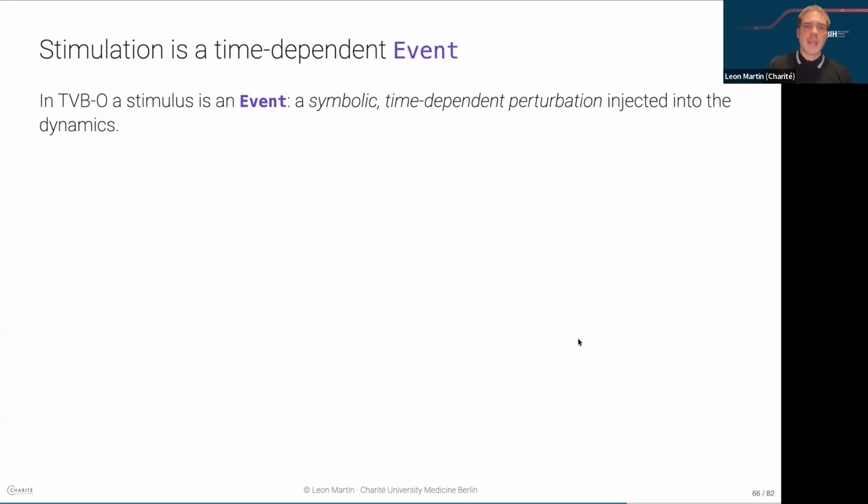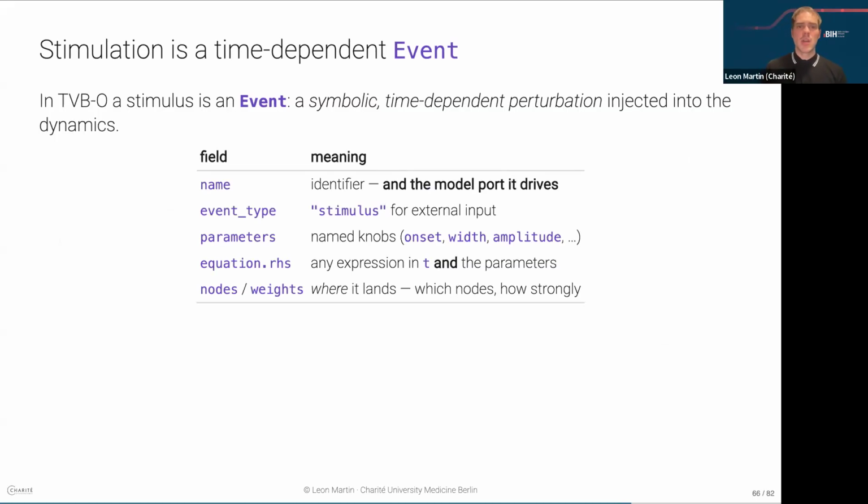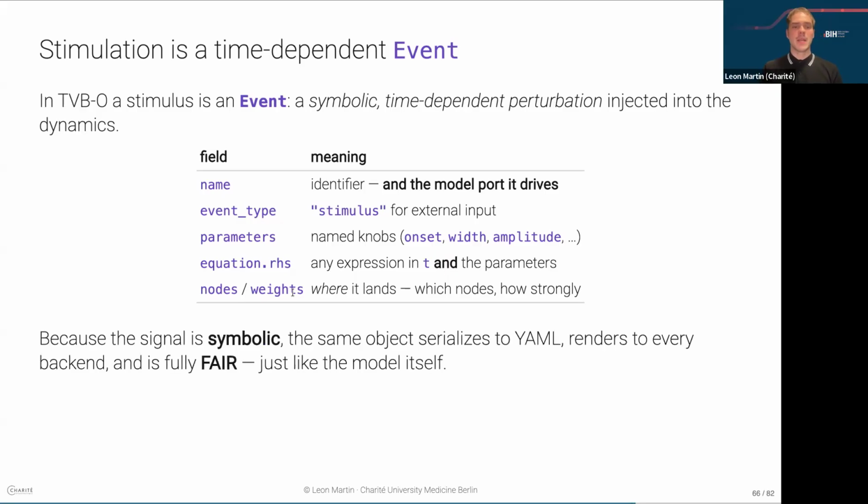So a stimulation is a time-dependent event, and we have a symbolic representation of this event with an equation, for example. We can name this, we can have a type, we can have different parameters of the stimulus. So when is the stimulus appearing? Which shape does the stimulus have, which is then governed by the equation? How big is the stimulus? All those parameters can then be set. And we have basically the location where the stimulus enters the system that needs to be defined.